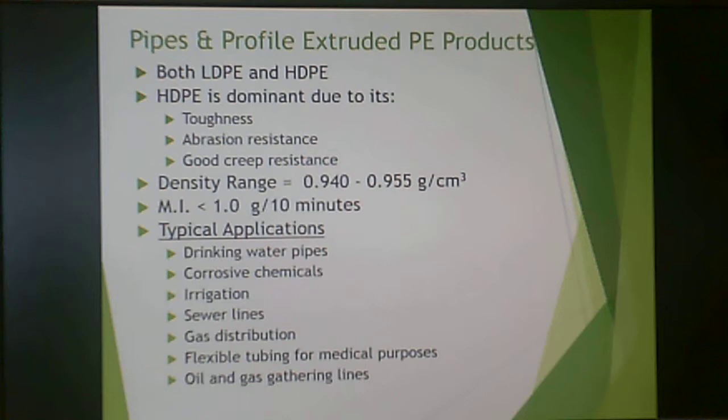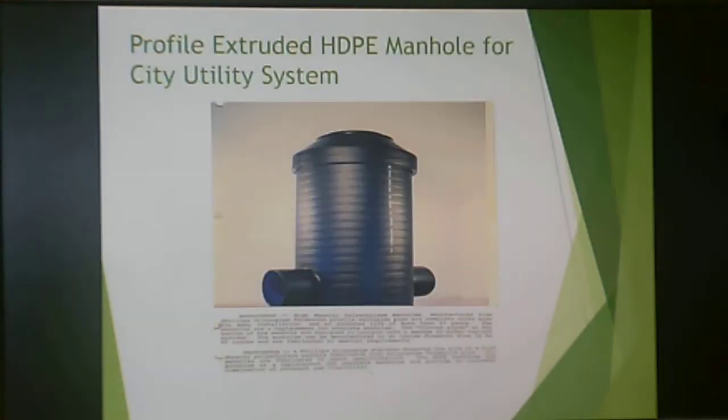Extruded products are also made with polyethylene, pipes, other things for profile, both low density and high density. High density is dominant because of the toughness and the abrasion resistance and the creep resistance. So you're looking at the higher range of density. Melt index ranges fairly widely. So drinking water pipes, corrosive chemicals, irrigation, sewer lines, gas distribution, flexible tubing for medical purposes, and oil and gas gathering lines. This is a manhole made out of polyethylene. So this is a large profile product that is extruded but made entirely out of polyethylene as opposed to steel.